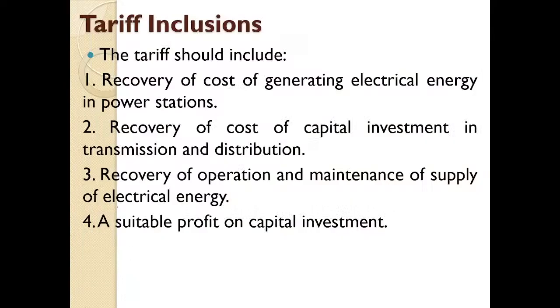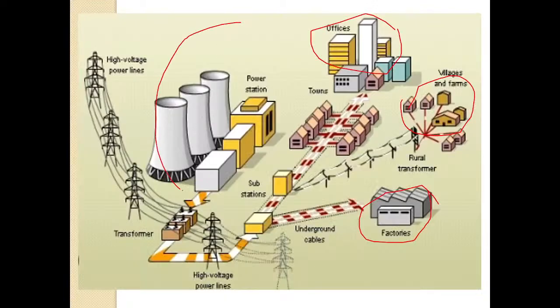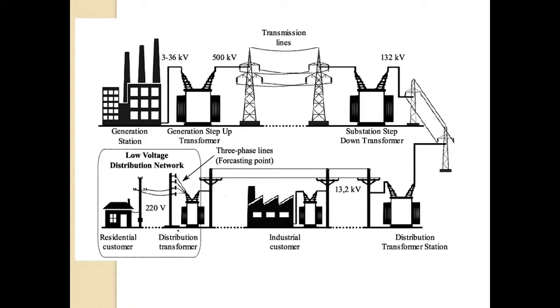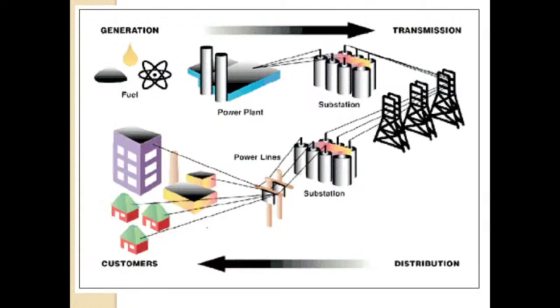Okay, now there are some inclusions of tariff. So let us see what all the inclusions in the tariff are. See, power is generated in the generating station, later it is transmitted, later it is distributed. So power is generated, transmitted and distributed to the load. Three operations are being performed here: generation, transmission and distribution.